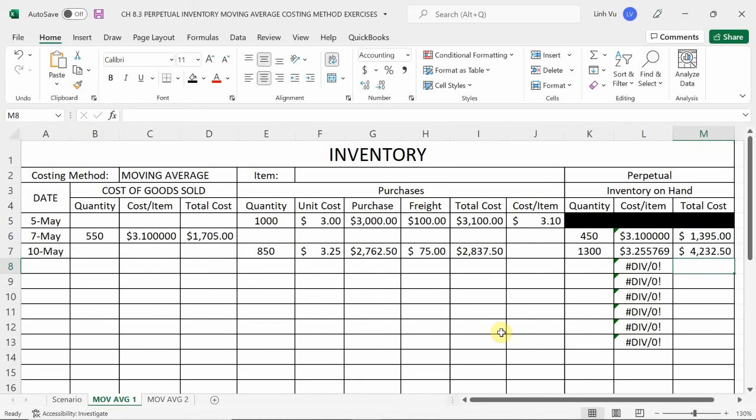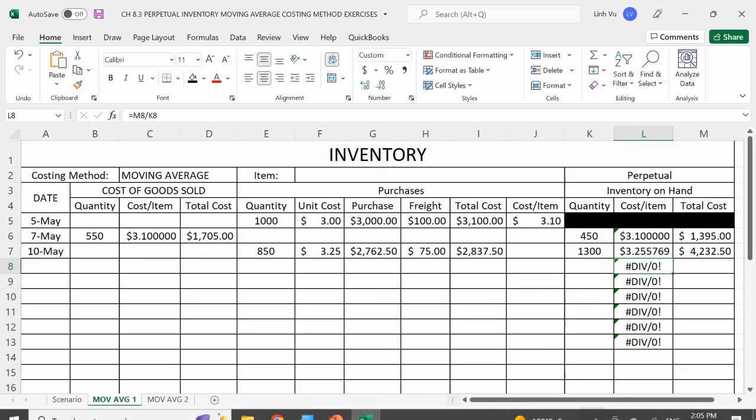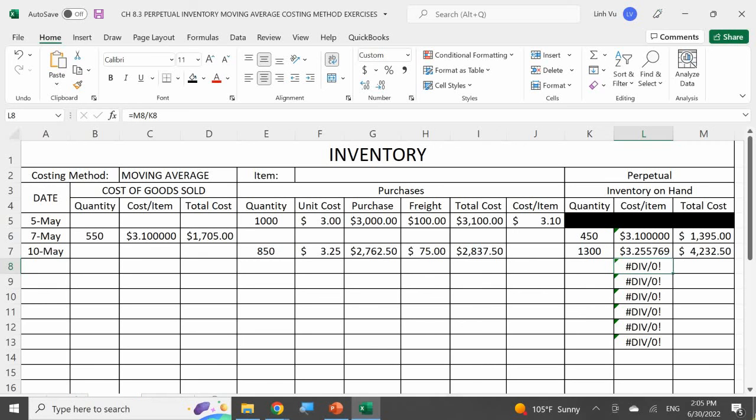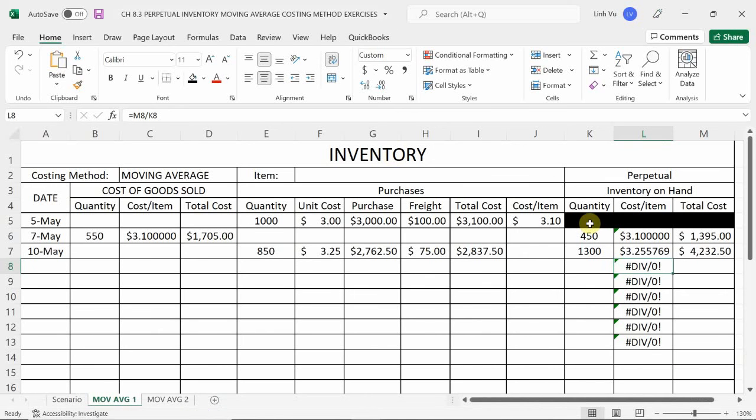Good. And look at that, right? Because I put my formula in here, if I double click on it, it's telling me it's taking that $4,232.50 and it's dividing it amongst those 1,300 units. And it's going to give me an average cost per item of $3.255769.